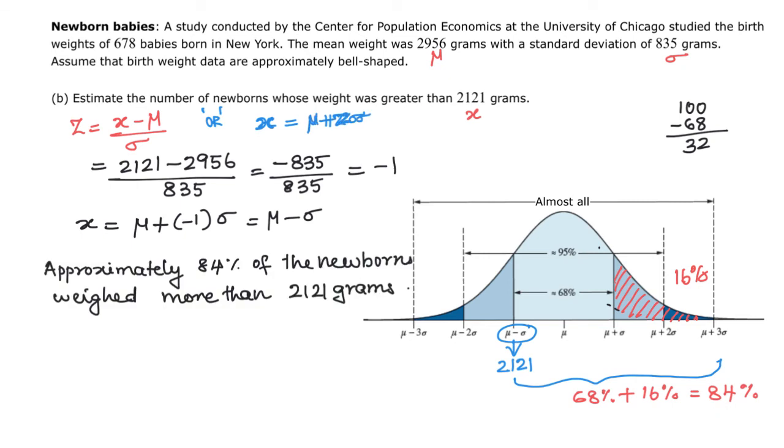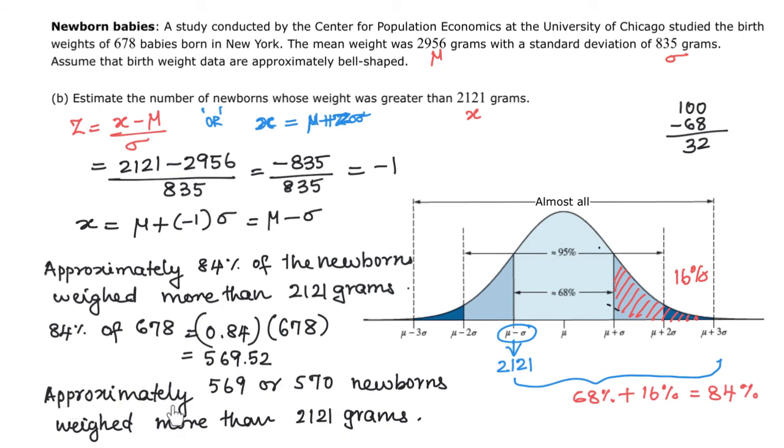Approximately 84% of the newborns weigh greater than 2121 grams. Now estimate the number of newborns. Find 84% of the total number of babies. We can conclude that approximately 569 or 570 newborns weighed more than 2121 grams.